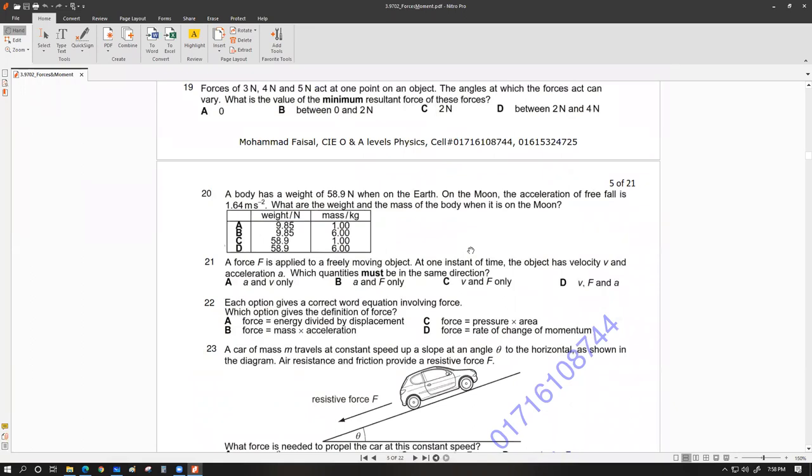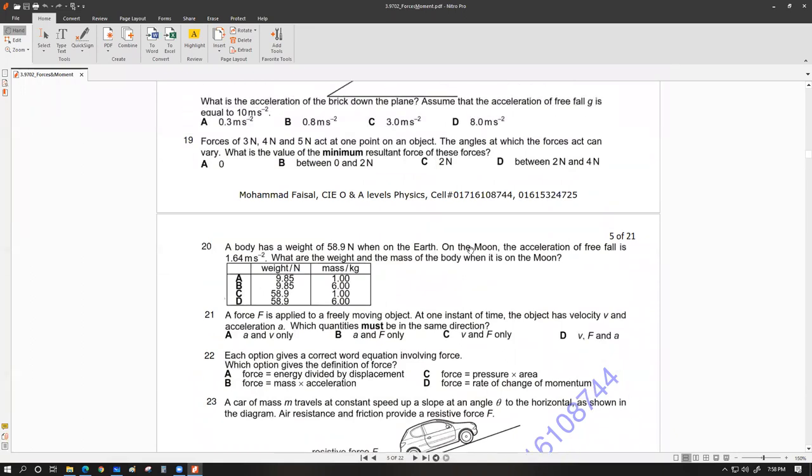Anything from page number 5? Could you solve number 19?